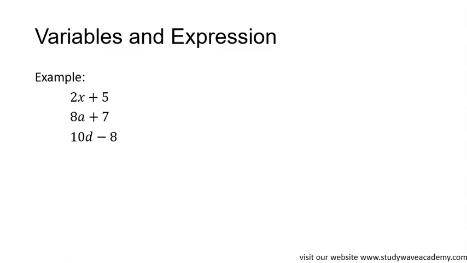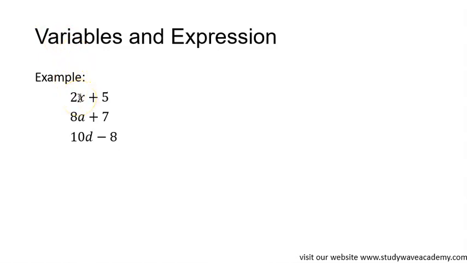Okay. What do we remember variables? Variables are symbols representing unknown or changing quantities, okay? They are symbols representing an unknown or changing quantities. An expression is the combination of variables, number, and operations. Okay, now what do we mean by this?